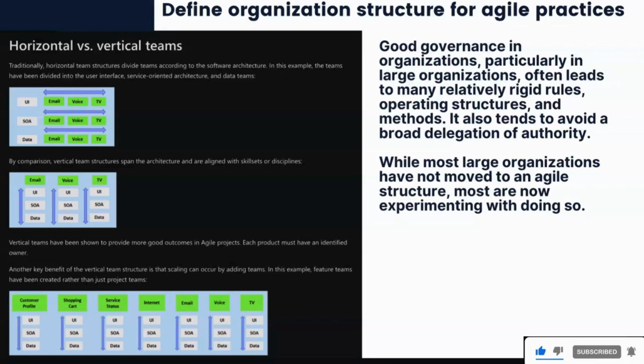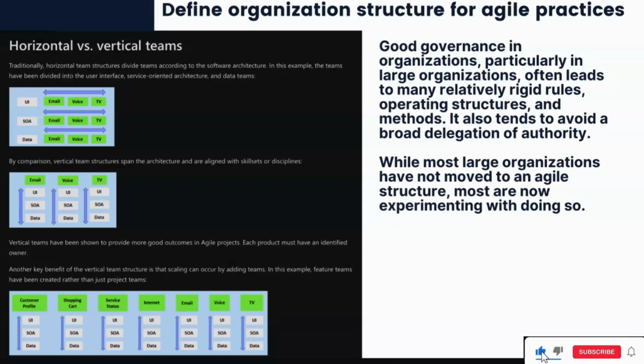As written on the left-hand side, horizontal versus vertical teams. Traditionally, a horizontal team structure divides teams according to the software architecture: who is going to work on the UI, SOA, and data, that kind of thing, in a service-oriented project. By comparison, a vertical team structure spans the architecture and aligns with skill sets or disciplines. So, email, voice, both of these. You have to think about it.